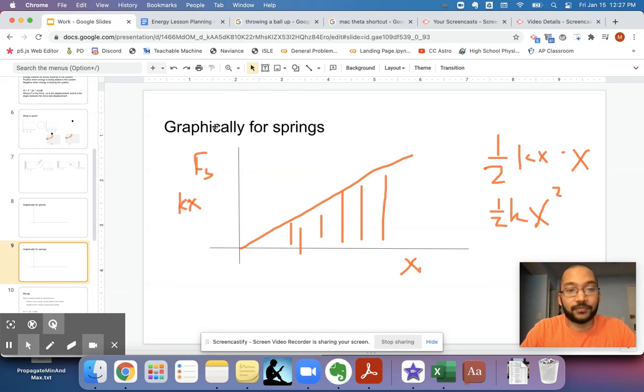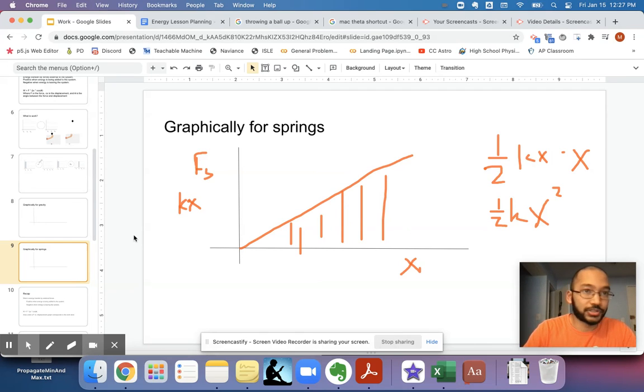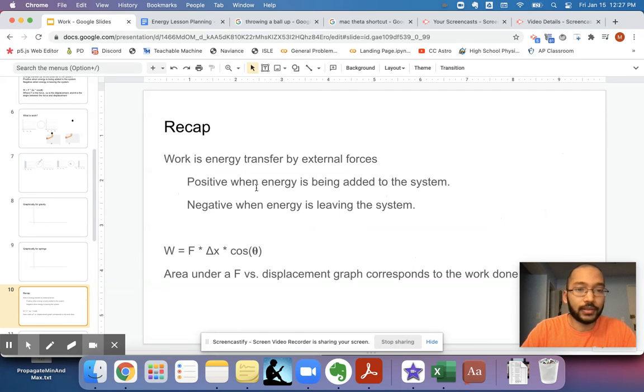Basic idea, when force and displacement are graphed, the area there will correspond to the change in energy or the work done. So that's the basics of work. I'll do some more examples in another video. Hope that was helpful.